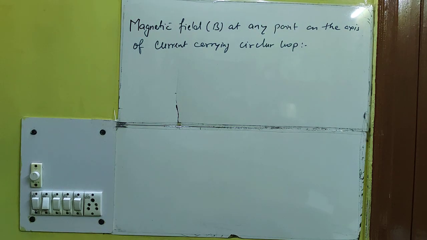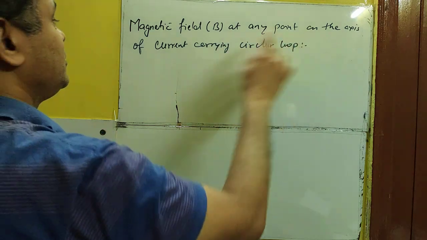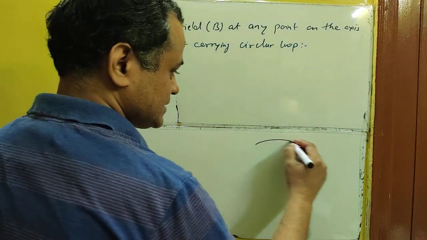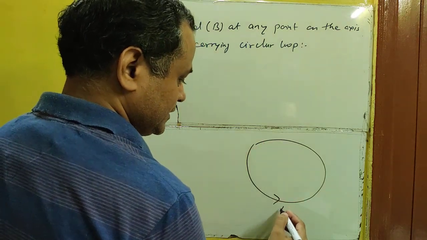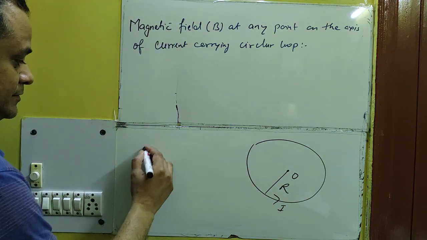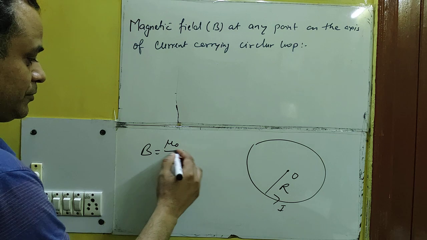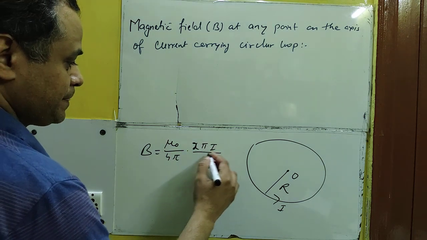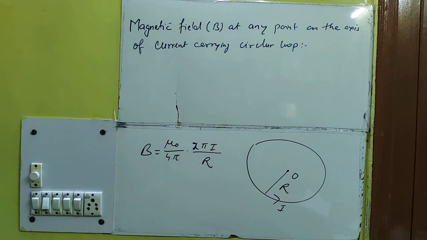Hello students. Now we are going to discuss the magnetic field at any point on the axis of a current carrying circular loop. In the last lecture, we discussed that for a coil carrying current I with radius R, the magnetic field at its center is B equal to mu naught upon 4 pi times 2 pi I upon R. This is the formula for the magnetic field at the center of a current carrying coil. Now we are going to discuss the magnetic field on its axis.